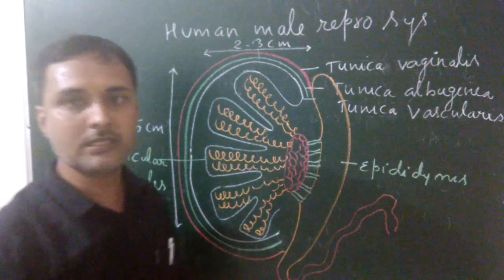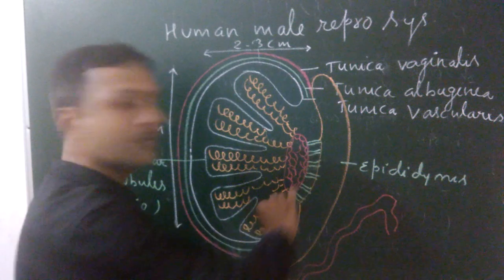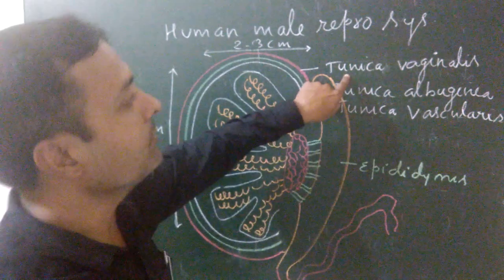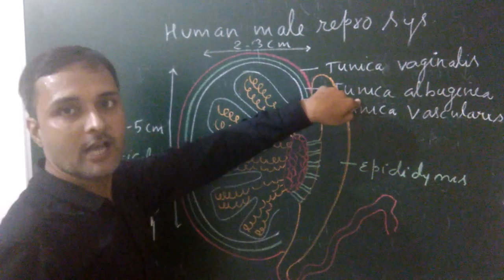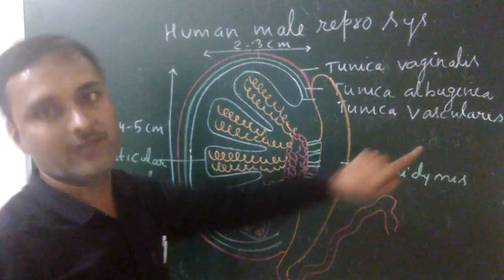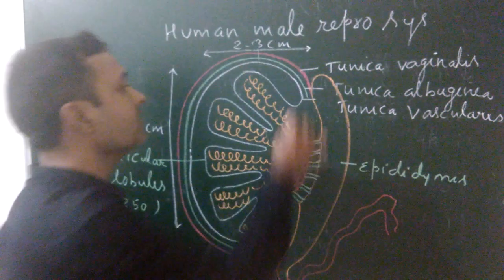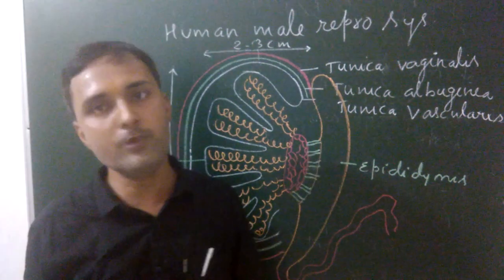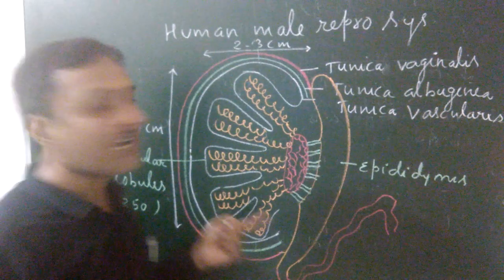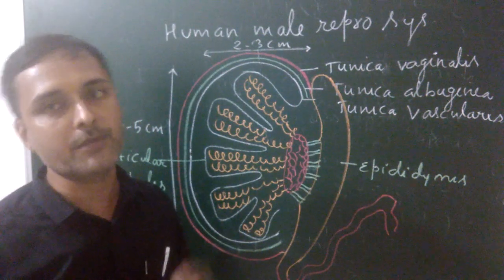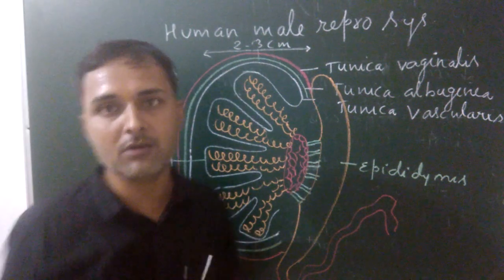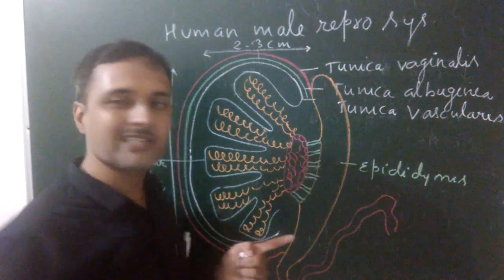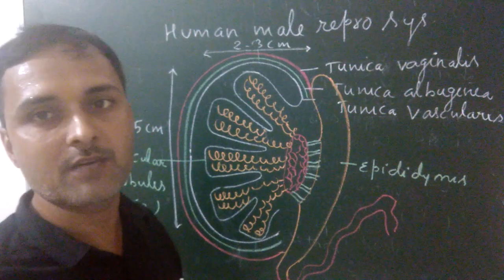Okay, if you have any problem you can ask. First of all, you will draw the oval-shaped structure, then you will draw the 3 membranes. Outermost membrane, tunica vaginalis; middle, tunica albuginea; innermost, tunica vasculosa. Each testis has minute compartments known as testicular lobules. These lobules contain highly coiled structures known as seminiferous tubules. Each compartment contains about 1 to 3 seminiferous tubules, which is the actual site of spermatogenesis in the human male.